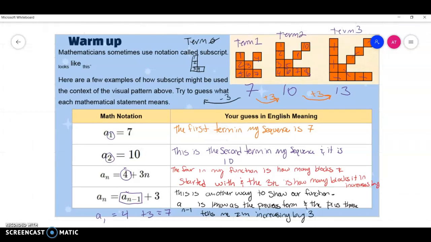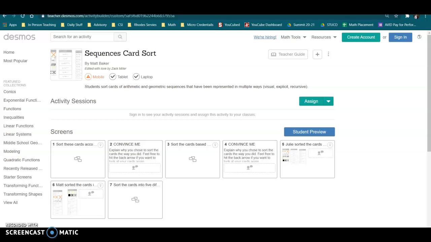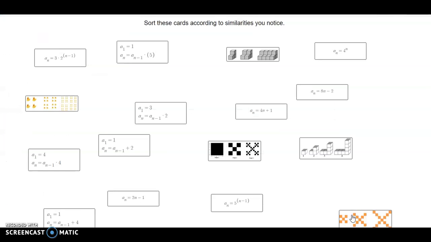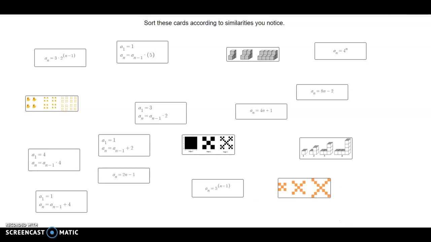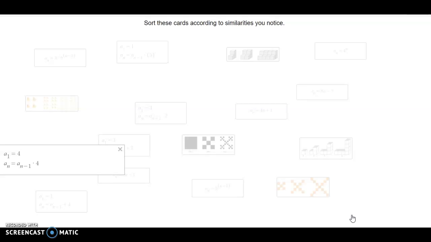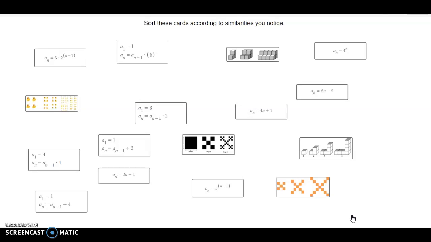So let's get started. What you're going to do now is go into Desmos, students.desmos.com, and you're going to see in your group or class sequence card sort. So go ahead and open it. What I'd like for you to do here, it says sort these cards according to similarities that you notice. What you notice about these pictures, about these functions, about these subsets, everything. So I want you to take a good 5 minutes and think about and sort however you want.